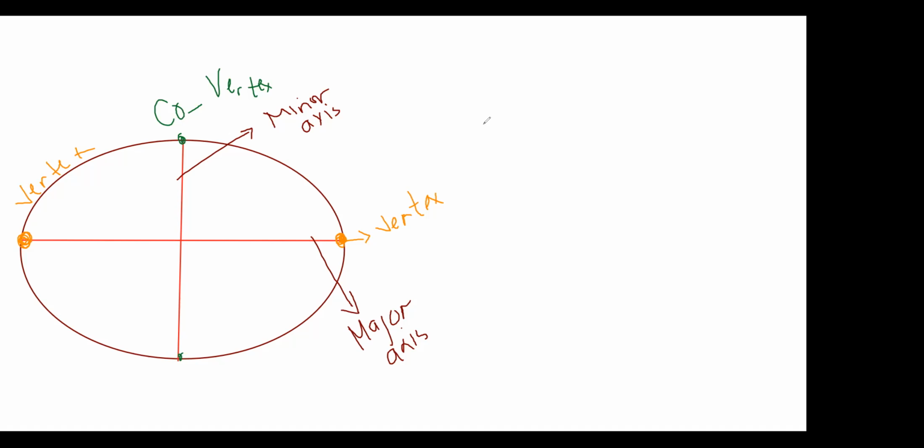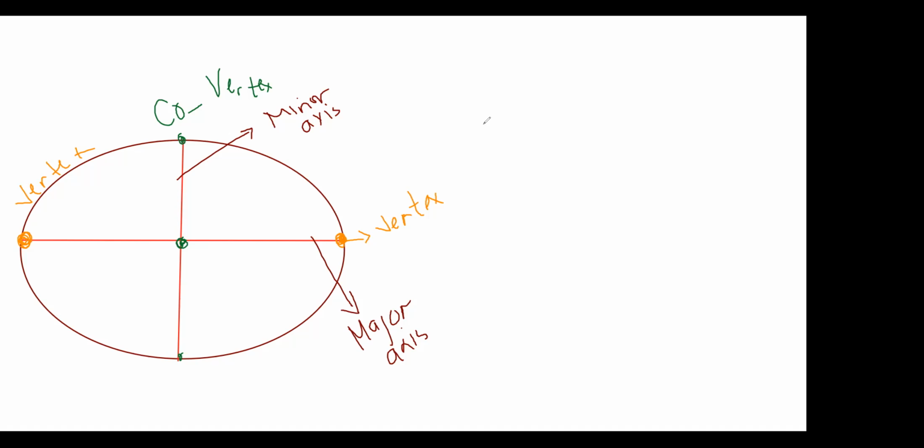And also, it has a center. This center could be on the origin or not, as we said in the parabola and the circle. So here, the center is the point where the two perpendicular axes meet. We name it the center.